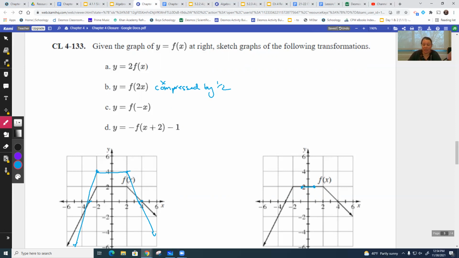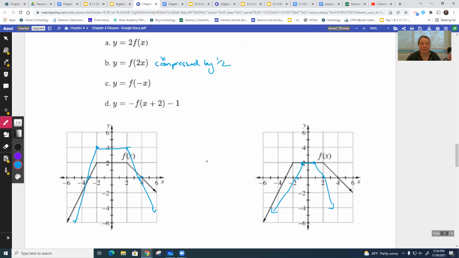And this x value is at -3, so now it's going to be at -1.5. And then same, this was at 4. Now the x value is going to be at 2. So then you can see it's been horizontally compressed.